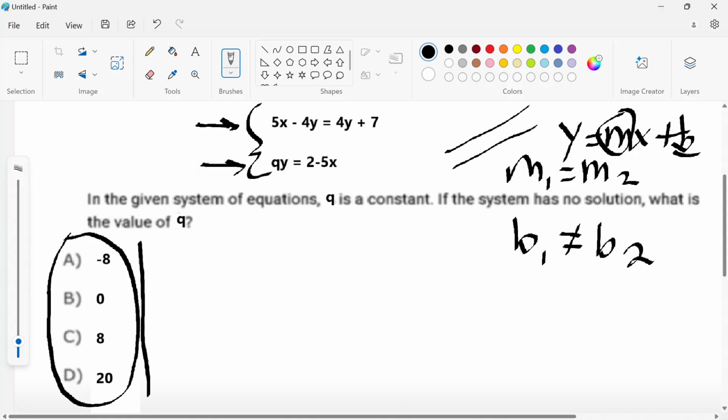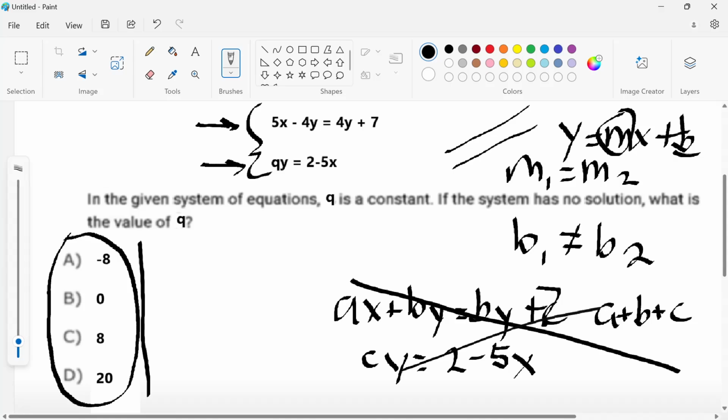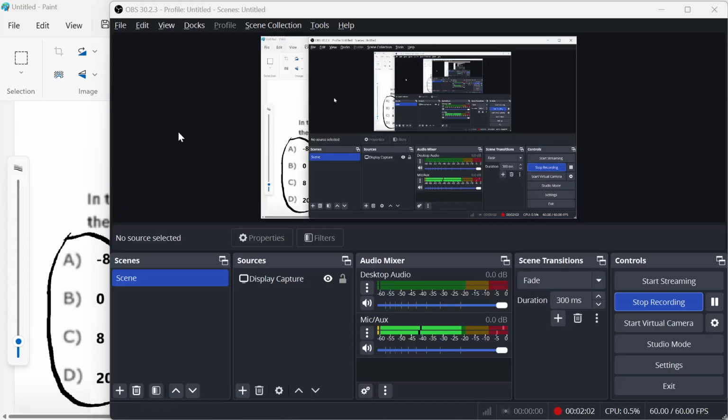I've got multiple choices. It's not asking something weird like, ax plus by equals by plus c, and then another one, and then cy equals 2 minus 5x, and then it would say, what is the value of a plus b plus c? Well, even if it had multiple choices, how would I know what to set a and b and c when I put it into Desmos? So it would be too hard to find it. But this one isn't. It's just looking for one variable in a system of linear equations, and it's got multiple choices. So I'm going to type these into Desmos.